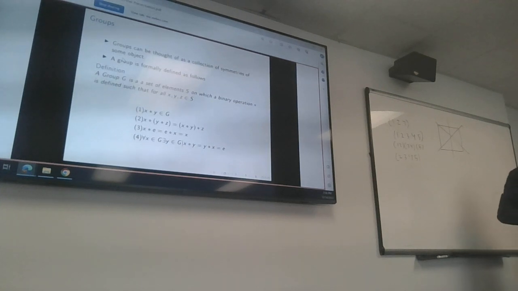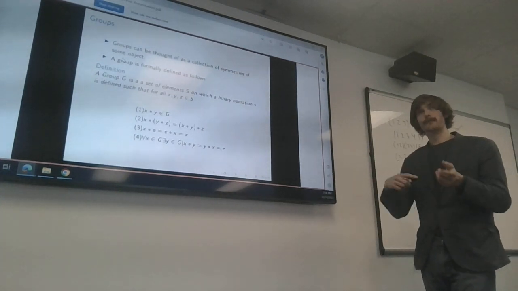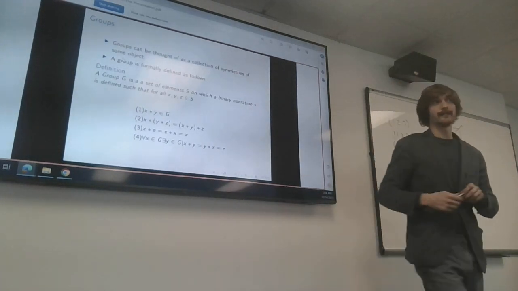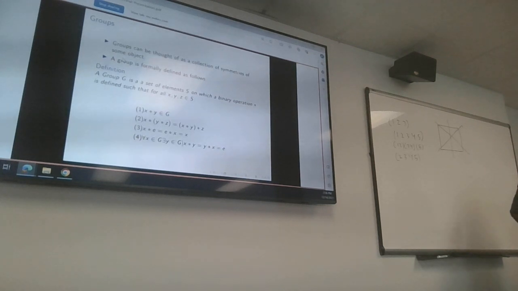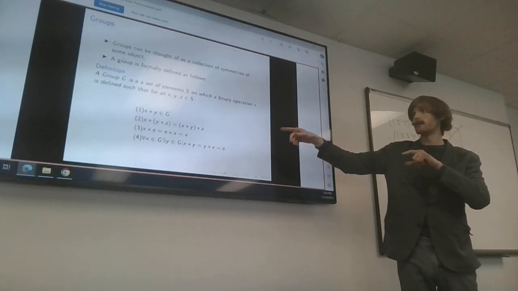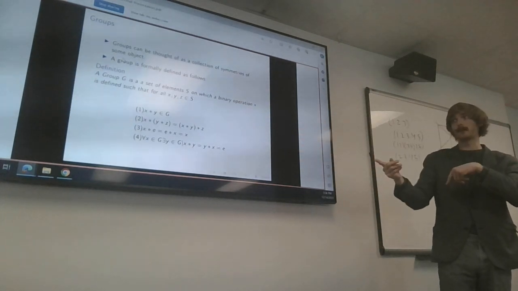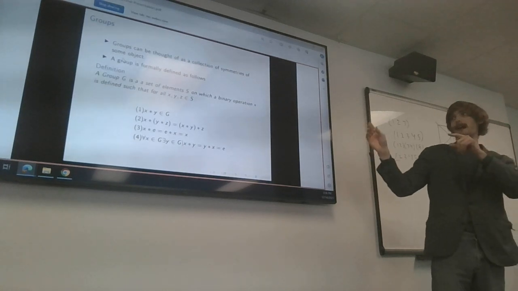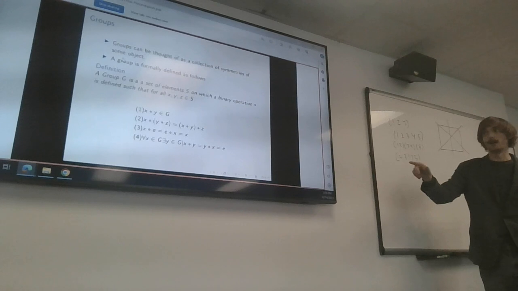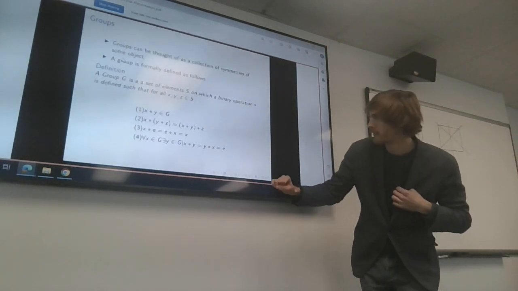It's a set of elements S combined with a binary operation defined for all x, y, z, such that applying the operation to any elements in the set gives an element in G, the group. The operation is associative. There's an identity, and from the right side and the left side it equals x.